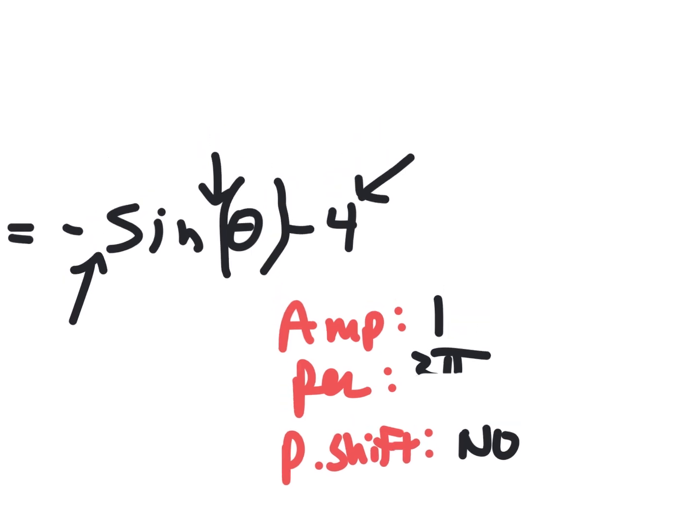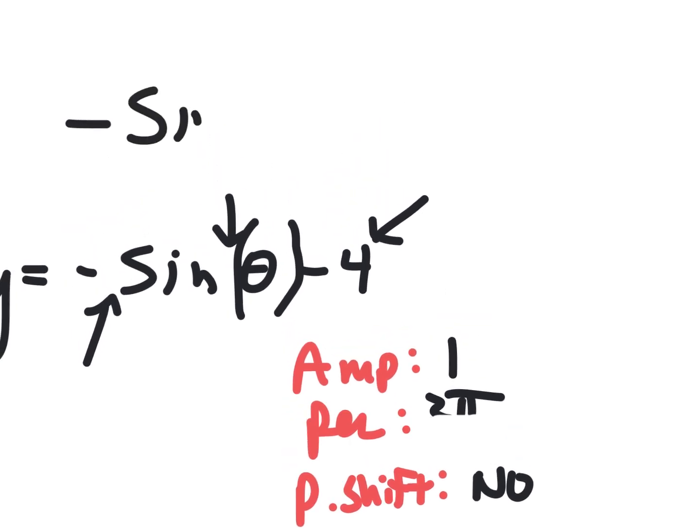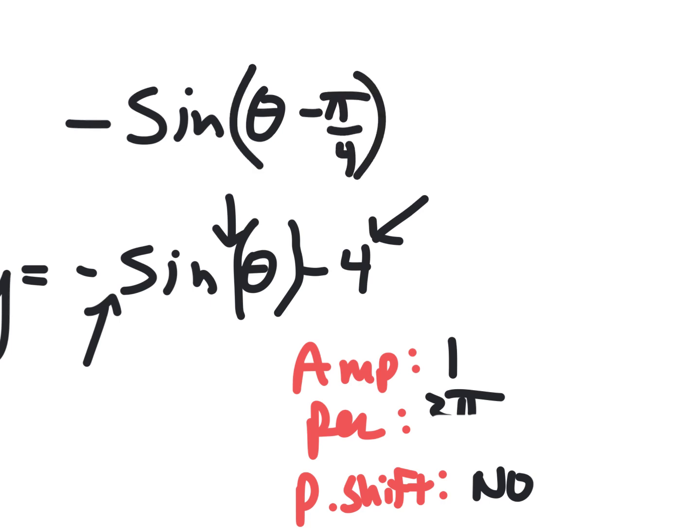Let me show you the difference. If I had said negative sine of theta minus, it would be something like pi over 4 or something in radians. See, this is the phase shift part. That is not. Okay? So, amplitude was 1, period was 2 pi, and the phase shift, it didn't have one.